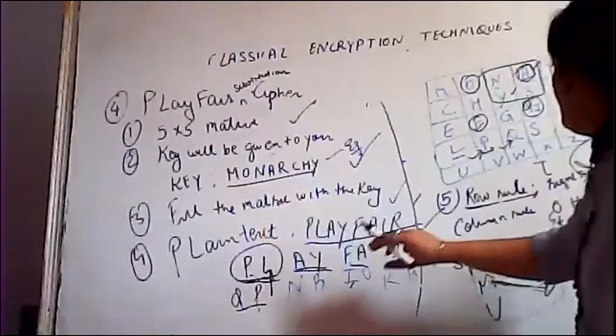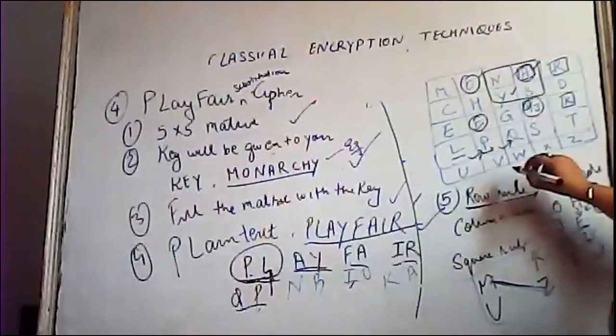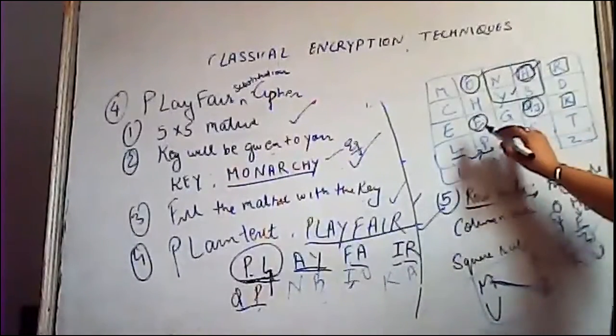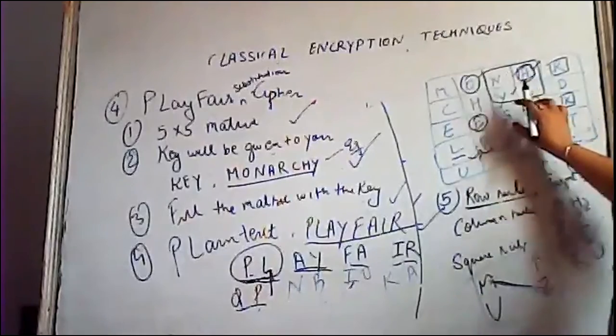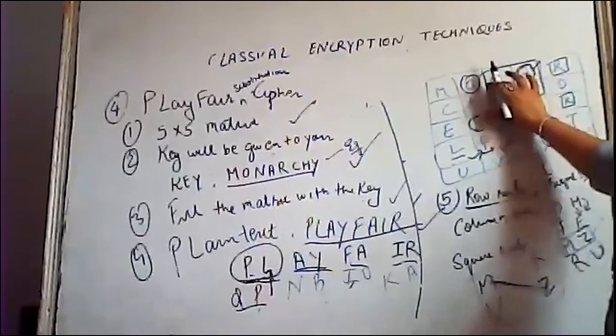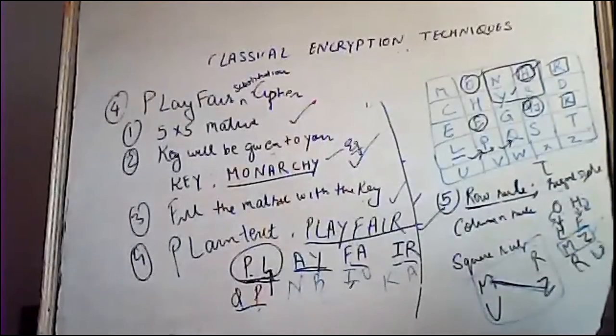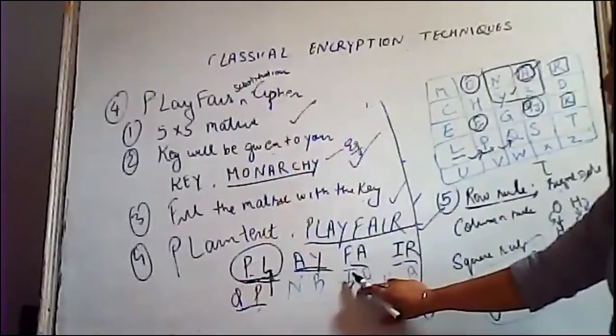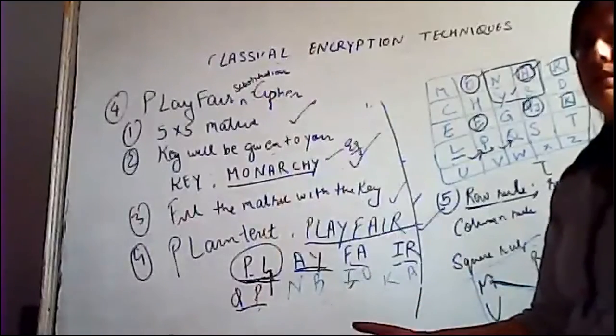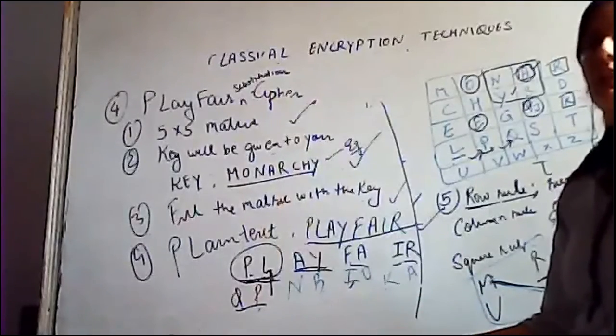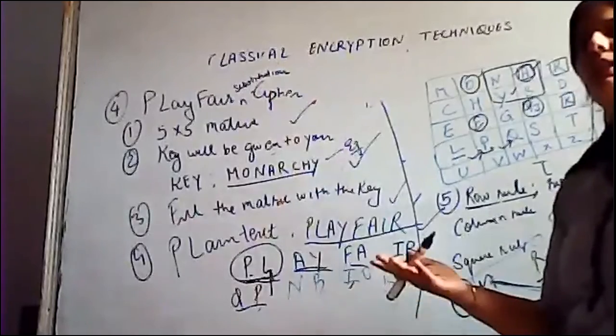Similarly, in case of NB, you will go for this N and B. This is N, this is B. So again, this is making a diagonal, you will go for the corresponding. Fine. Similarly, IO. So sometimes in exams, they can also ask you for the decryption method. So decryption is always reverse.